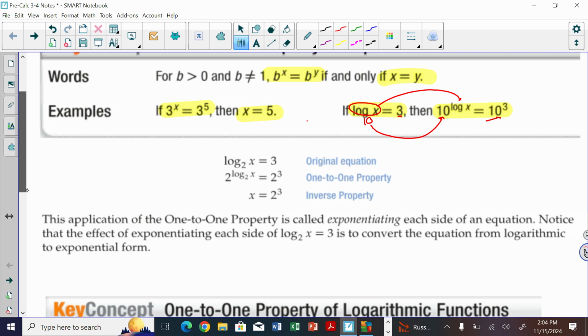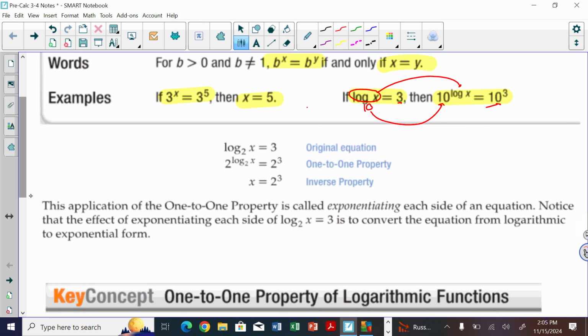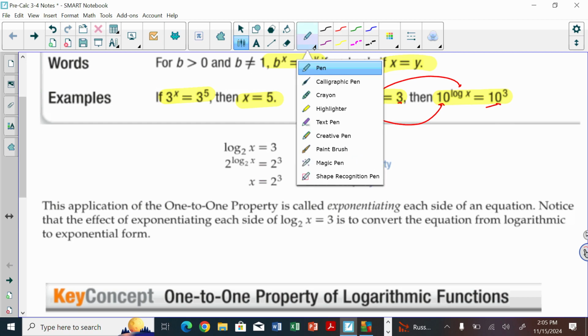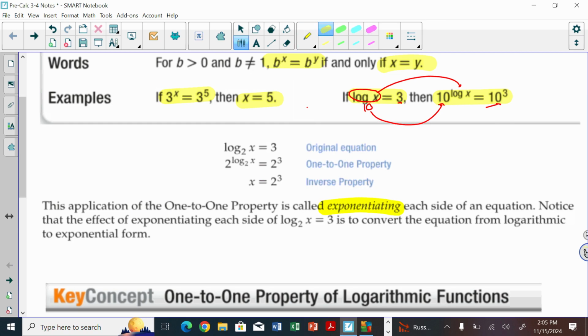We call it exponentiating each side of an equation. Okay, so when we do that, we've got some examples to look at. And like I said, what we do down here is we call this exponentiating each side. So when we apply the one-to-one property, that's what we're going to call exponentiate. So notice the effect above here in this example right here when we exponentiate each side.